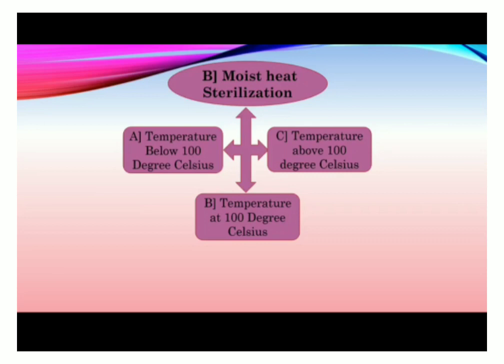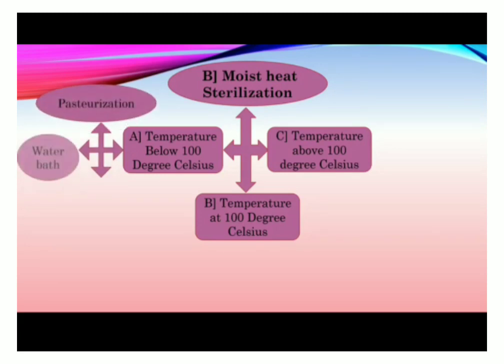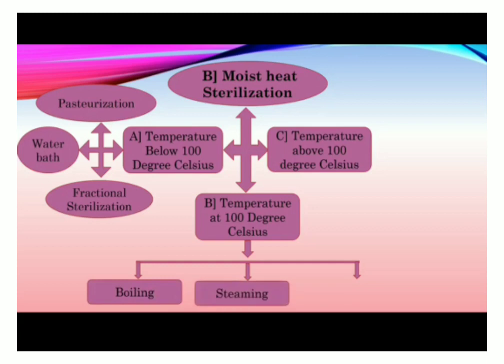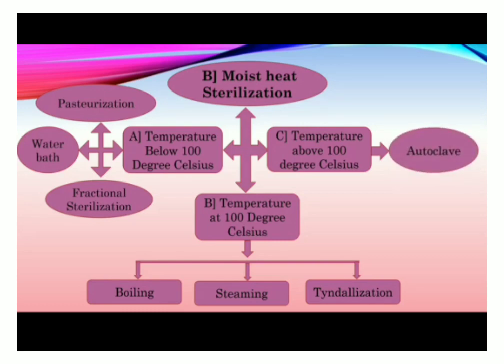In the first, temperature below 100 degrees Celsius, there are three methods: pasteurization, second is water bath, and the third one is fractional sterilization. One by one I will explain all these procedures in detail. The second one is where the temperature applied is 100 degrees Celsius. Here also there are three methods: the first is boiling, second is steaming, and the third one is tyndallization. And in the third case, where the temperature applied for sterilization is above 100 degrees Celsius, it is autoclaving. So let's see them one by one in detail.